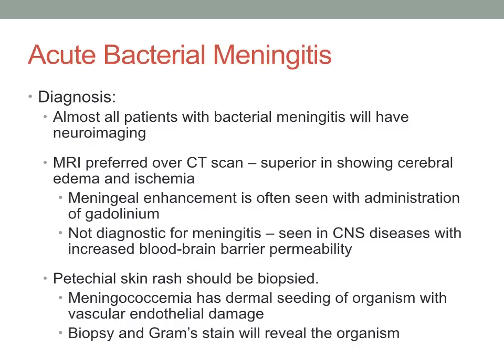MRI is preferred over CAT scan because it is better at showing us cerebral edema and ischemia. However, we all know that MRI takes a long time. So it's not diagnostic for meningitis. It just helps us see some of these things better. Petechial rash can be biopsied, believe it or not. And if you biopsy the rash, you should see meningococcemia in there. And so right away, that can help you make your diagnosis, at least give you the definitive answer.